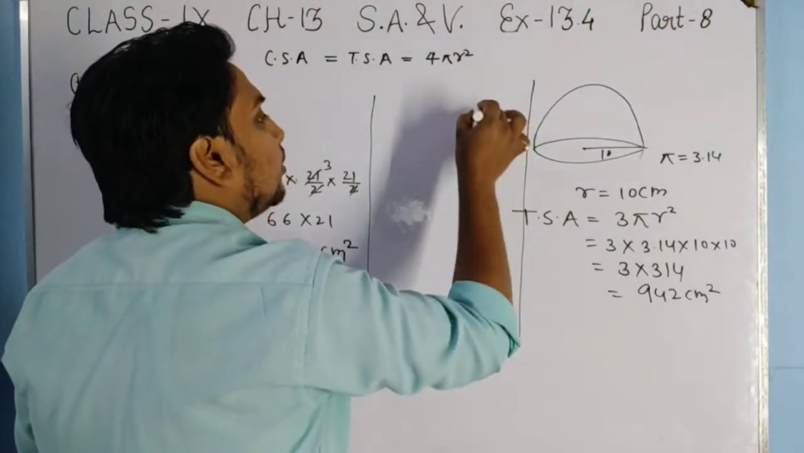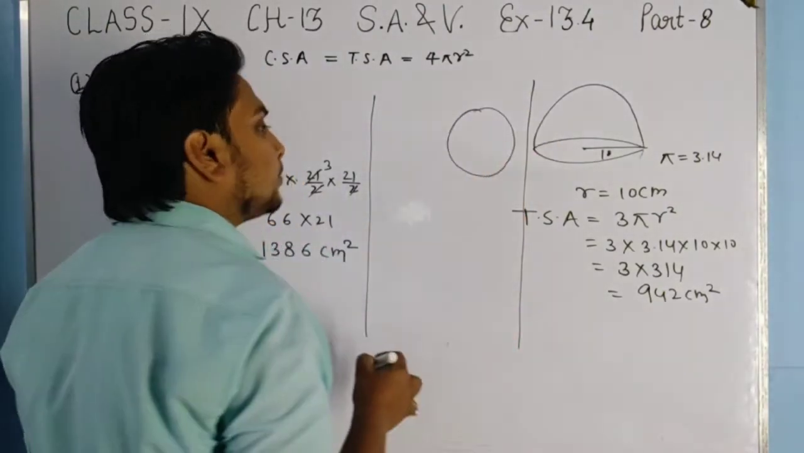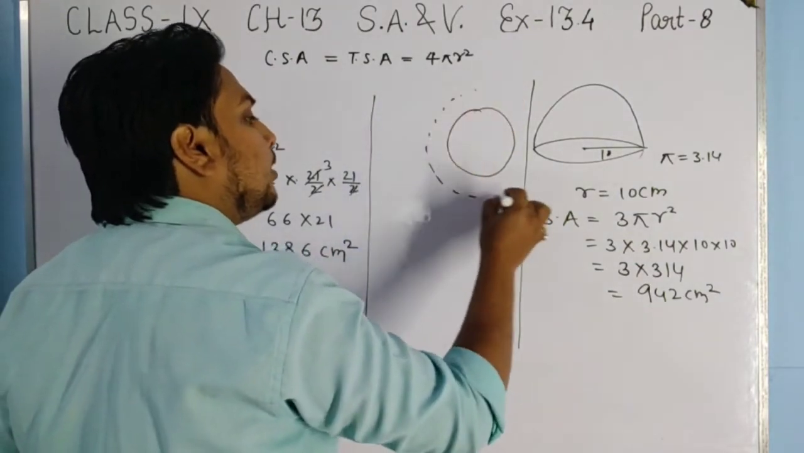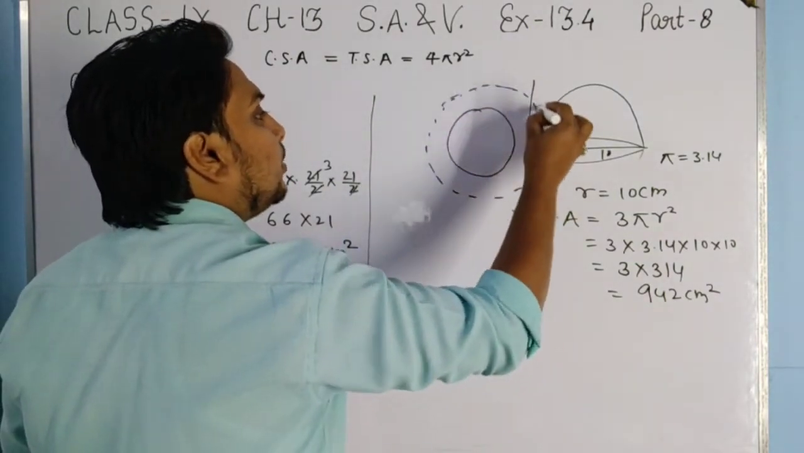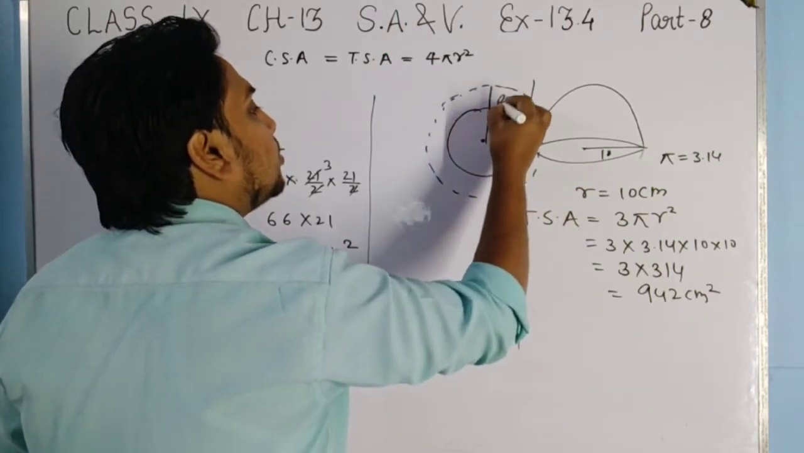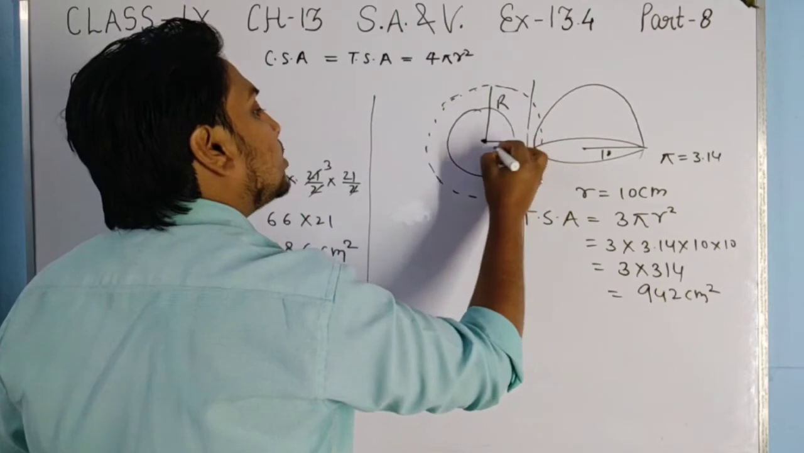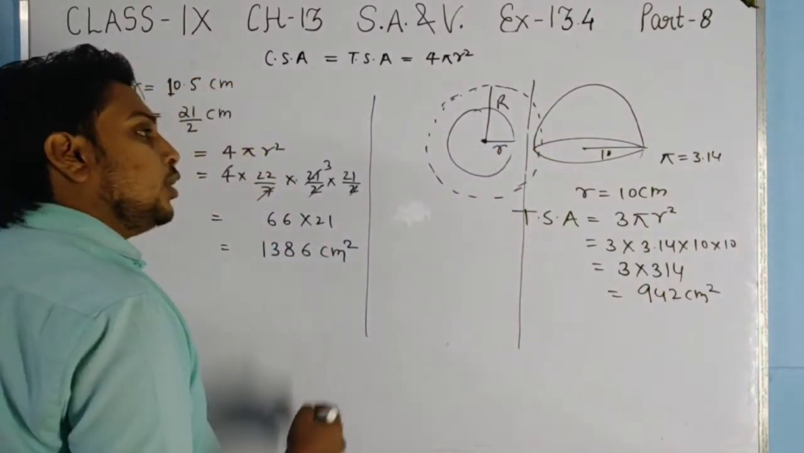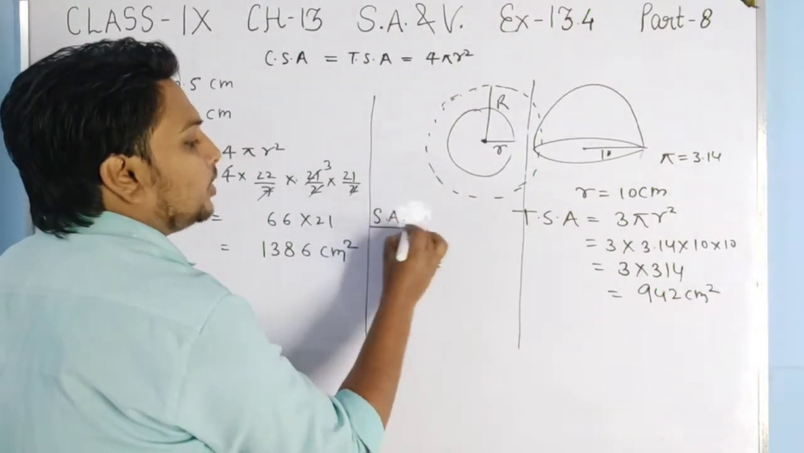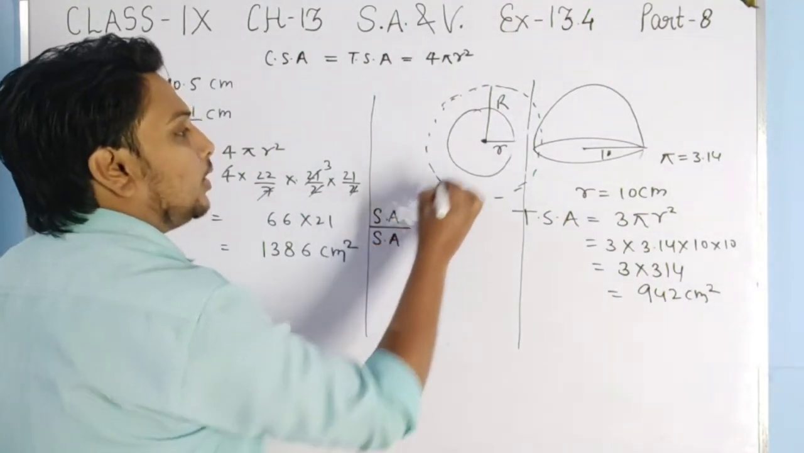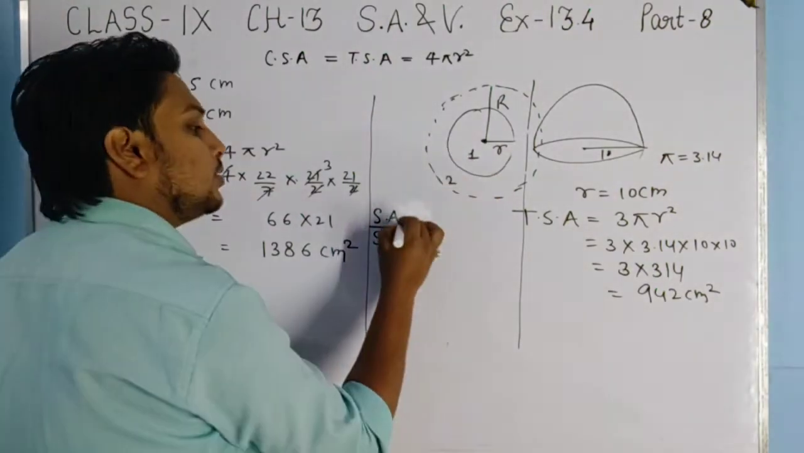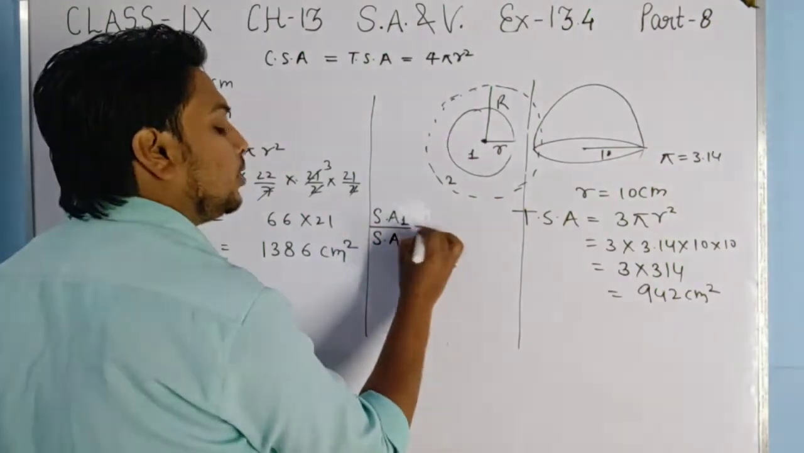Firstly, the balloon was like this. When more air is pumped, then the balloon will be like this. Okay, means two radii will be there. Suppose the larger radius is capital R and the smaller radius is small r. You have to find the ratio between their surface areas. Suppose this is your first sphere and this is your second sphere. So surface area of one, surface area of two.